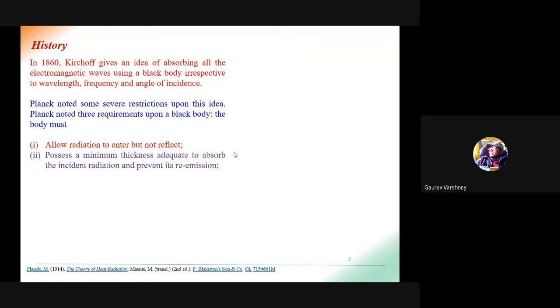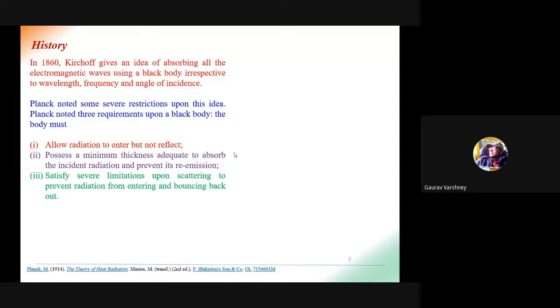And the second condition was to possess a minimum thickness adequate to absorb the incident radiation and prevent its re-emission. Suppose we are talking about a black body which is being utilized as the main absorbing unit in a particular device. There is another condition that this black body must have some specific thickness. And if we go lower than that thickness, then it will be difficult to absorb all the spectrum incident on the black body.